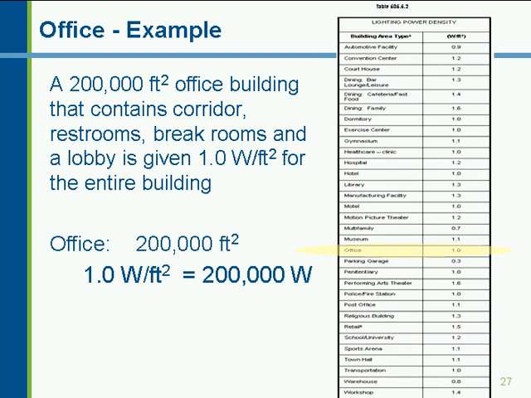Here's an example again with an office, fairly straightforward, 200,000 square foot office building. It's given an allowance of 1 watt per square foot. It's just simply 1 watt times 200,000. You have 200,000 watts to use for your compliance limit.